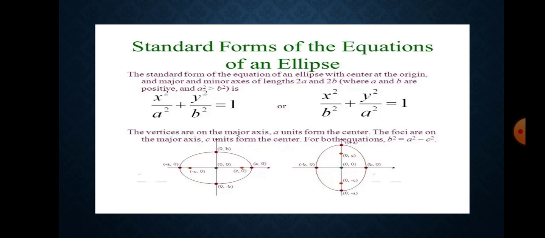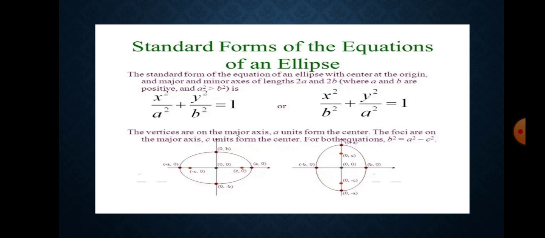The standard form of the equation of an ellipse with center at the origin and major and minor axes of length 2a and 2b, where a and b are positive and a squared is greater than b squared, is x squared over a squared plus y squared over b squared equals 1, or x squared over b squared plus y squared over a squared equals 1.